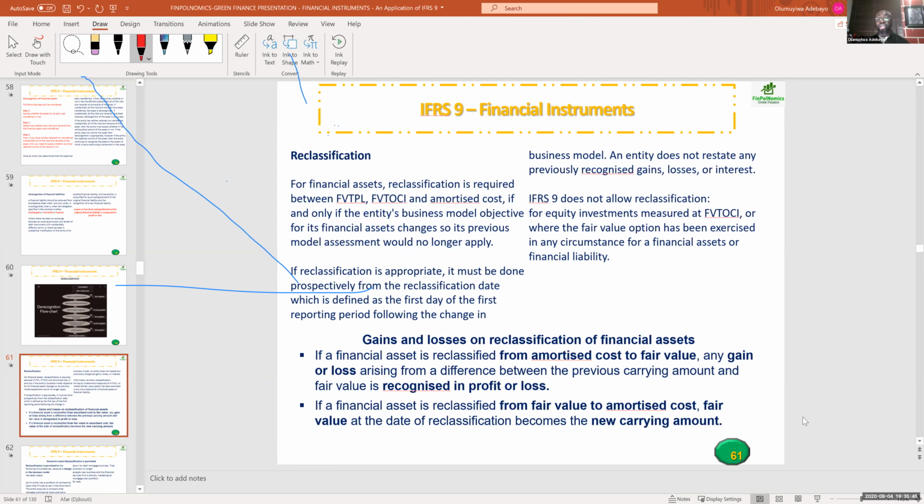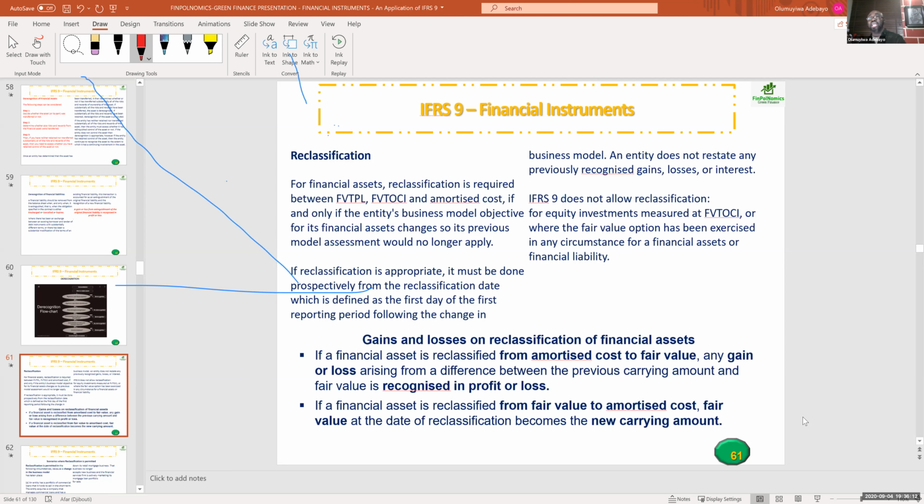Also, if you reclassify from fair value to amortized cost, the fair value differential as at the date of reclassification will also impact your profit or loss, whereas the fair value as at the point of reclassification will now become the original carrying amount as at that date. And that is that. But one principal thing you need to take note of is that it's unlikely to reclassify from fair value to OCI to other classes.